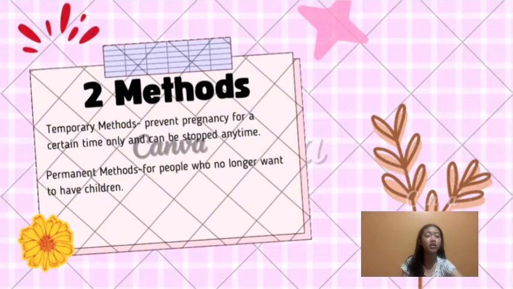So, there are two main kinds of contraception. First, we have the temporary methods. These prevent pregnancy for a certain time only and can be stopped anytime. Second, we have permanent methods, for those who no longer want to have children. So first, let's have the temporary methods.